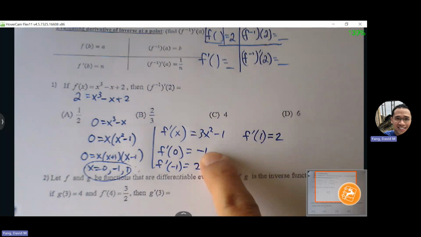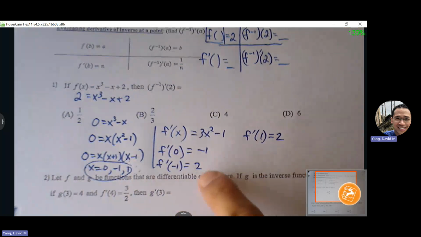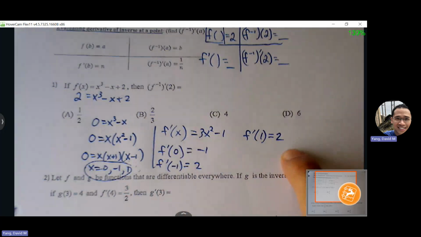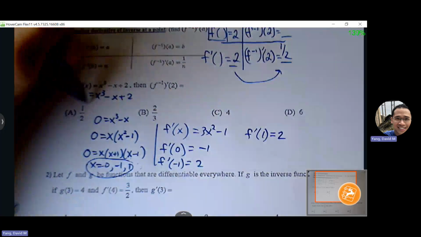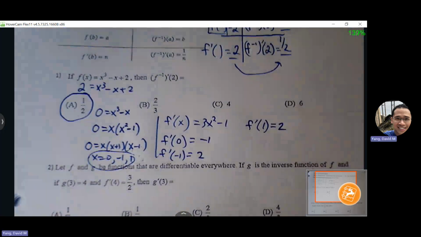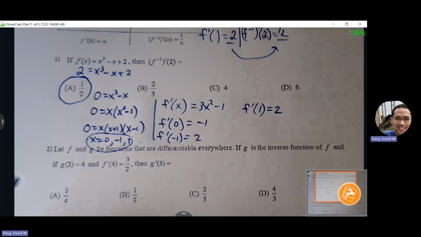So if I flip -1, I get -1. I don't see that option show up. If I flip 2, I get 1/2. That option is there. If I flip 2, I also get 1/2. So if this is 2, I get 1/2. That's what you see there.